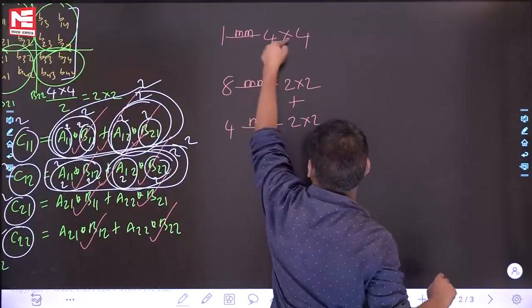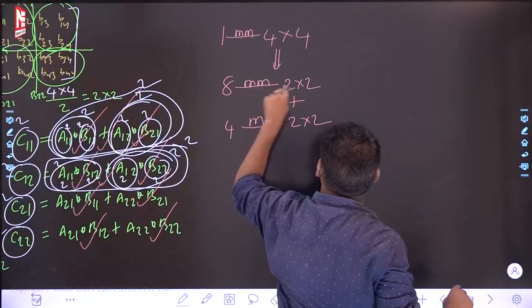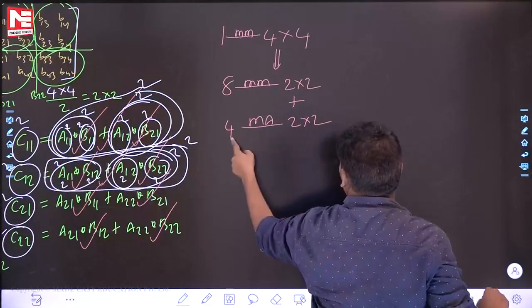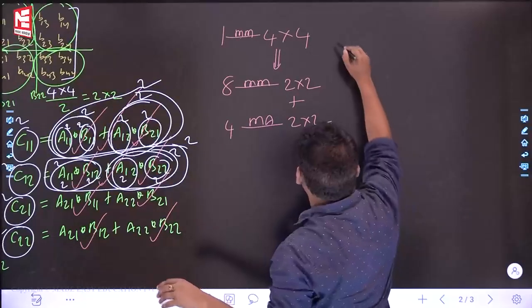If you want to do this in terms of divide and conquer, you have to do 8 matrix multiplications of size 2 by 2 plus 4 matrix additions of size 2 by 2. I am thinking you are a little bit okay.